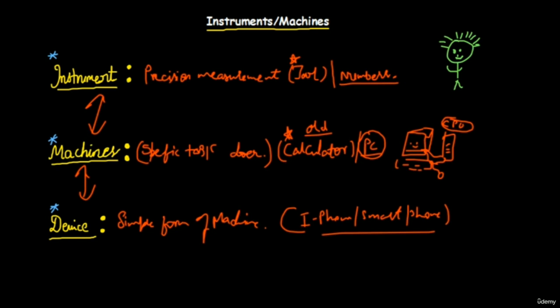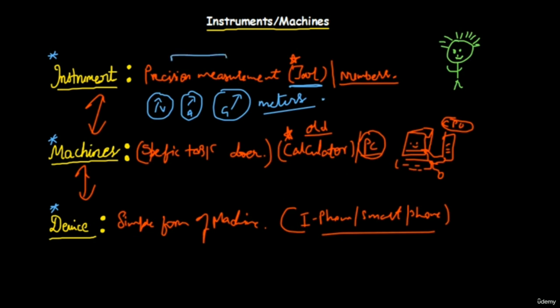Like an instrument, which is a tool, you can call a voltmeter an instrument that helps us measure voltage. You can call an ammeter, which measures current. You can call a galvanometer, which measures current sensitivity. All these meters that we have are known as instruments. They measure potential, current, or other things in a machine or for a machine itself. So it is precision measurement, and we are using it as a tool.